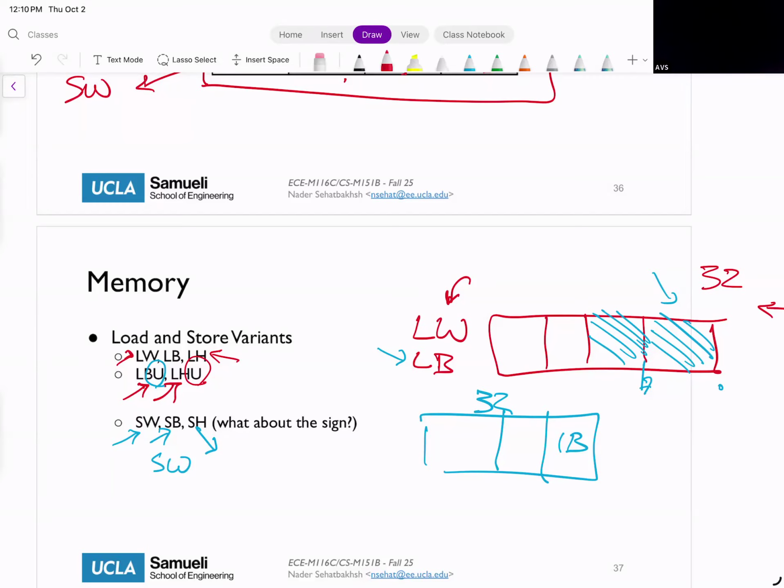You have a question? The question is, if we are loading, can we read from one line of memory and write it directly to another line of memory? No, you have to do 2 instructions. You do a load followed by a store. That's actually pretty common.